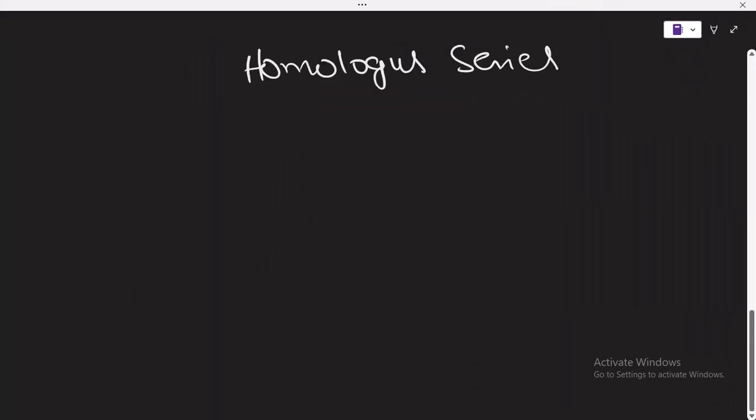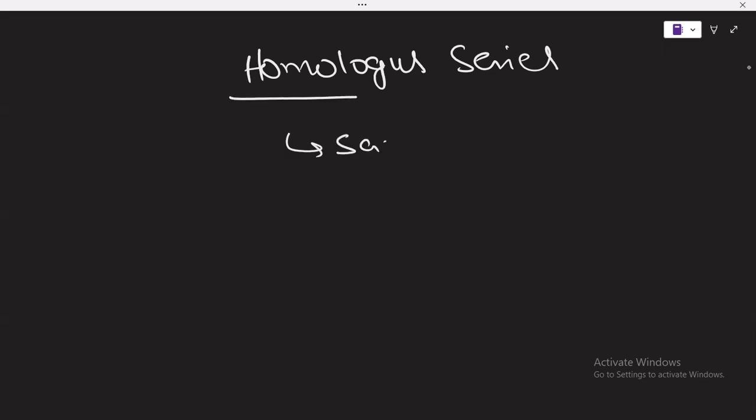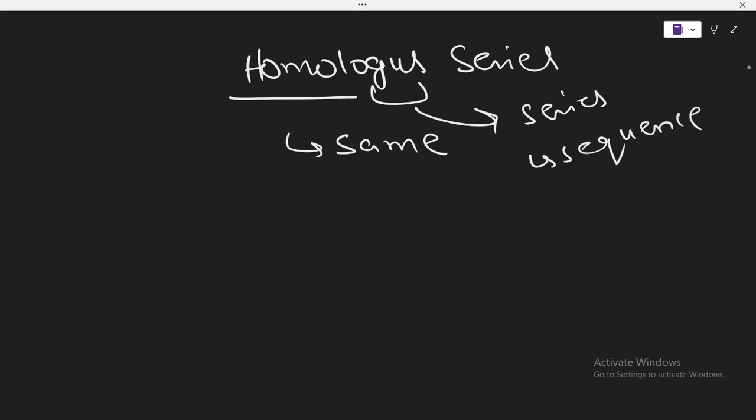Alright, so let's look at the idea of homologous series. We are moving on from organic compounds, which we did in the last lecture. Now we are moving into the homologous series. So what does the word homo mean? Homo here means same, and the word logos here means a series or a sequence or a pattern, something like that.